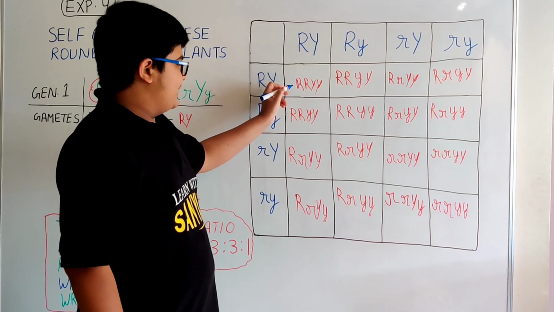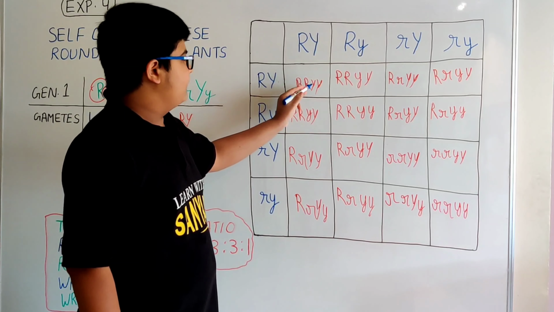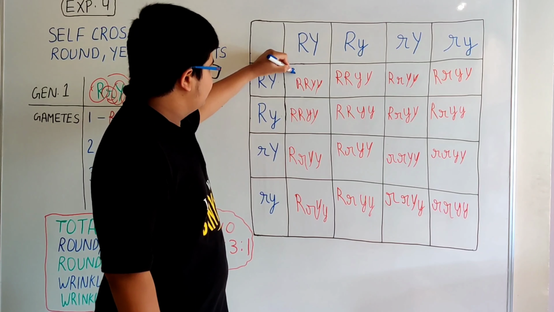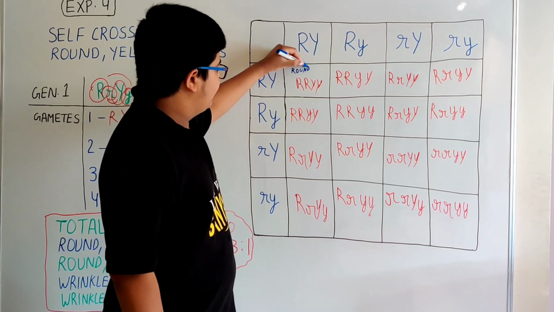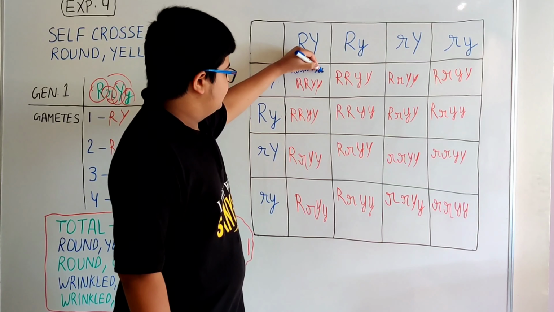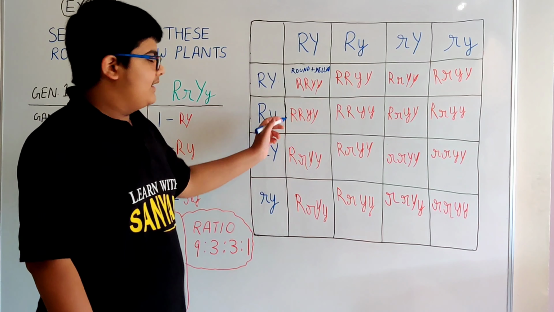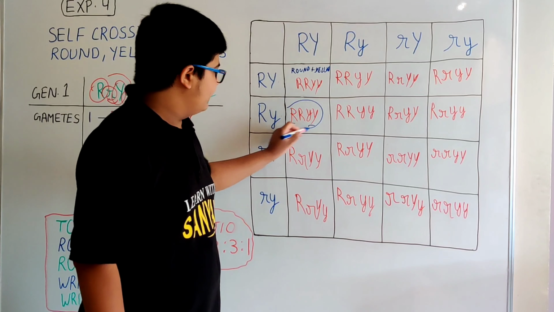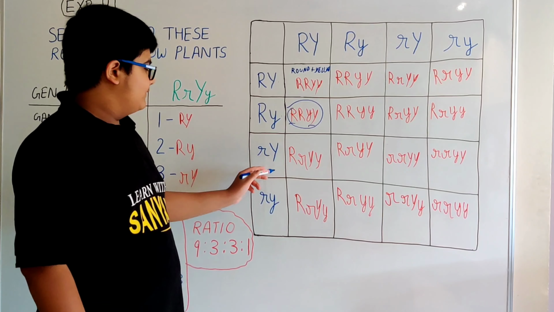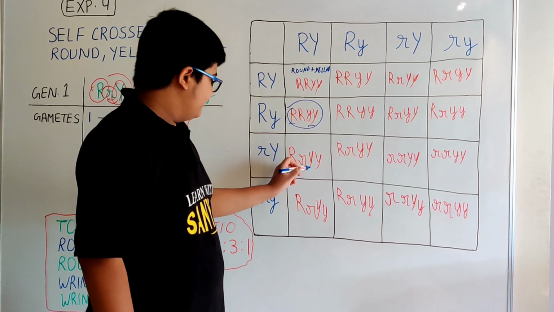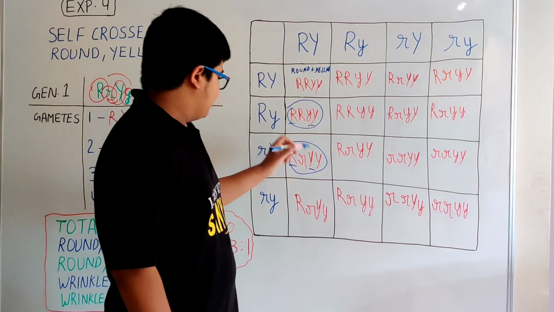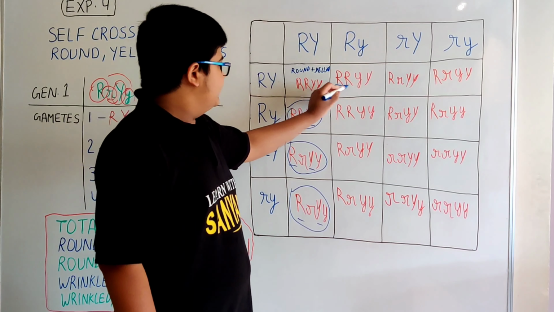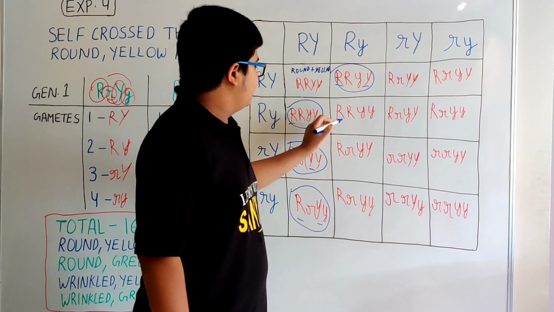In the first offspring, we have capital R, capital Y, capital Y. So this means that it will have a round plus yellow seed. Similarly, the second offspring also has a capital R and a capital Y, so it will also have a round yellow seed. Similarly, the third offspring also has a capital R and a capital Y, so it will also have round yellow. This also has, so it will also have round yellow. This also has, so it will also have round yellow.